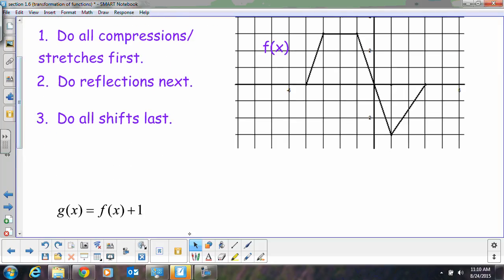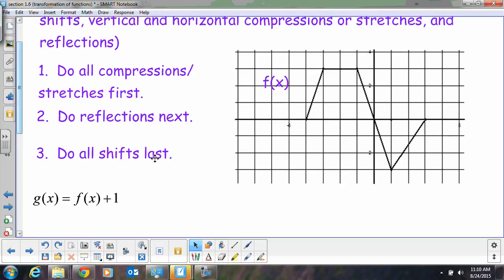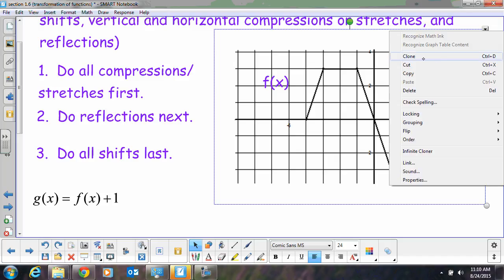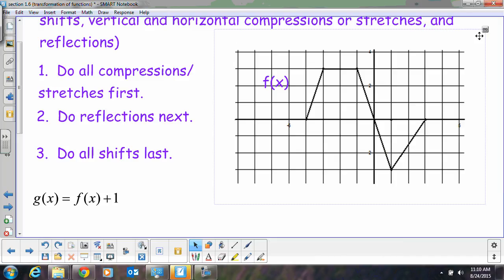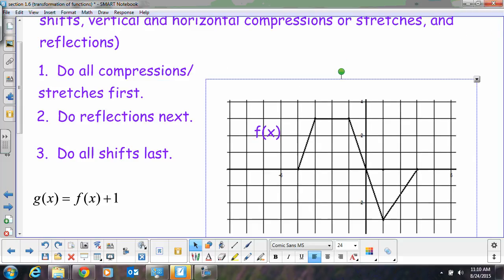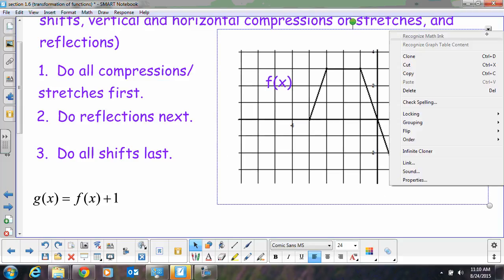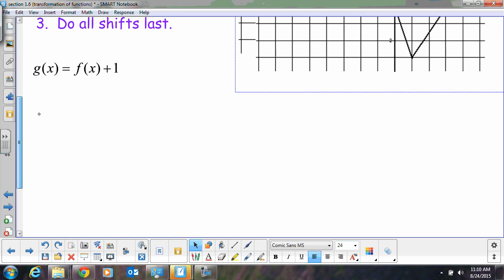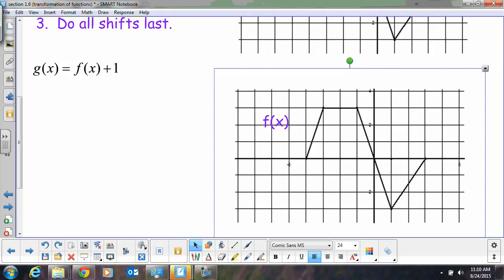All right, so let's look at this. This is my first one. So what I'm going to do is you will graph the parent function first. This is considered the parent. Why don't I just make this an infinite cloner? Does that work? No, it didn't work. All right. So I graphed the graph. You with me? So now what is this function telling me to do?